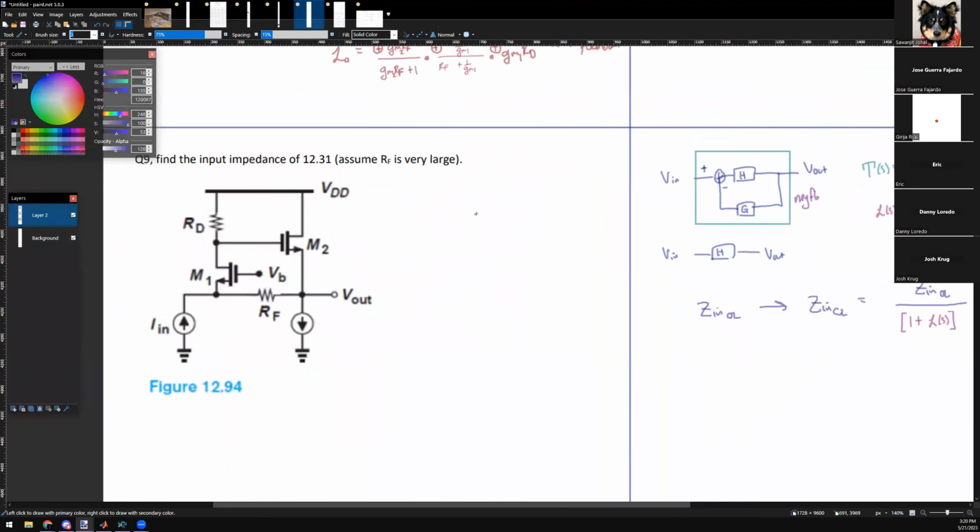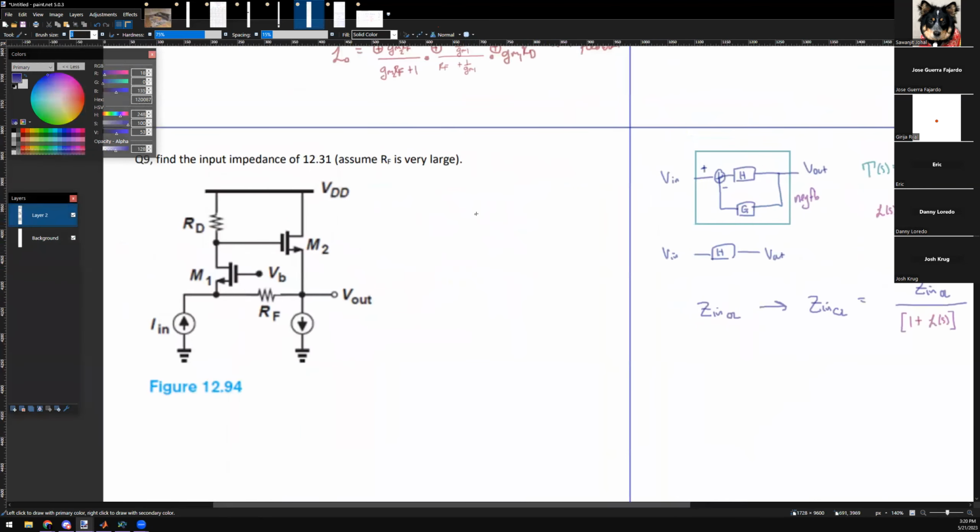That's my loop gain. So in here, how are you supposed to solve this problem? You first solve for Z in in open loop. If you want the input impedance of this closed loop system, you need to find the open loop first. So I break the loop open. And what is the open loop response? It's just 1 over GM3, GM1. Is that correct? Yes.